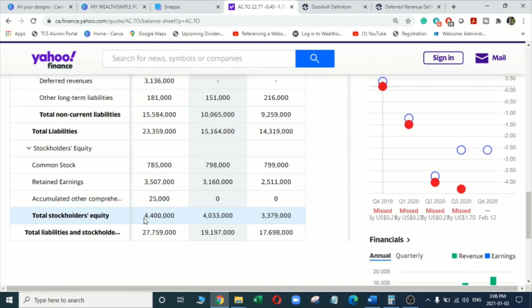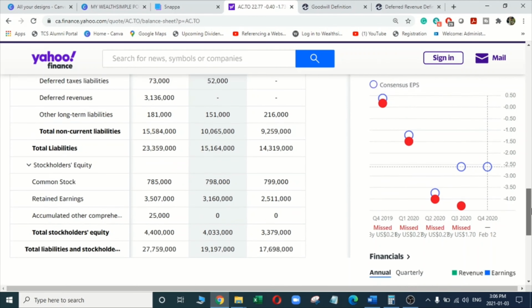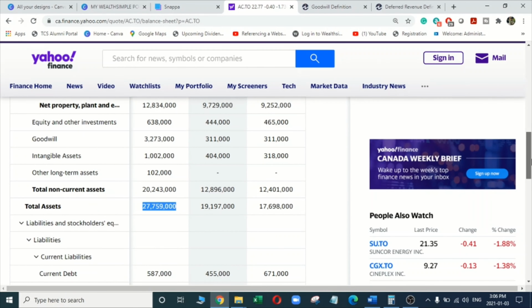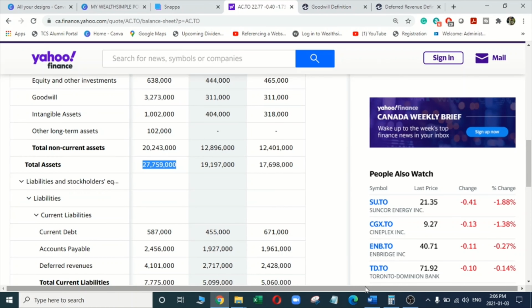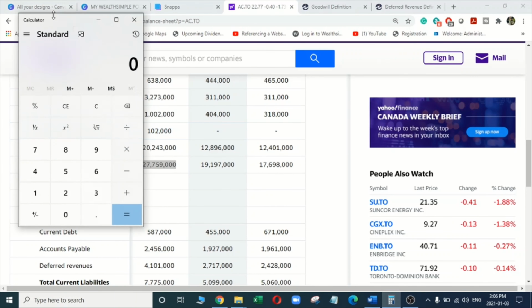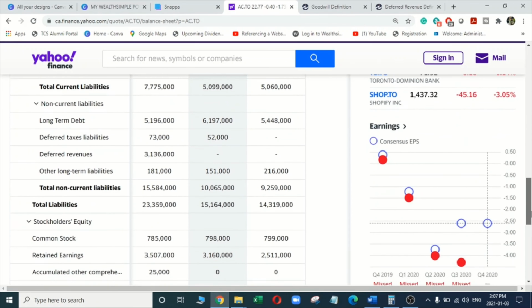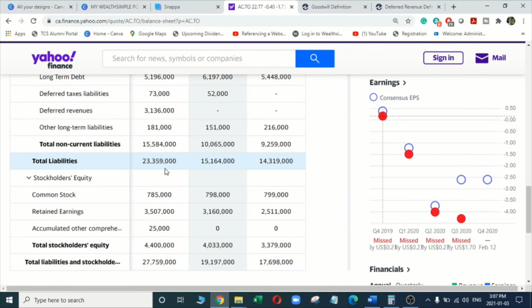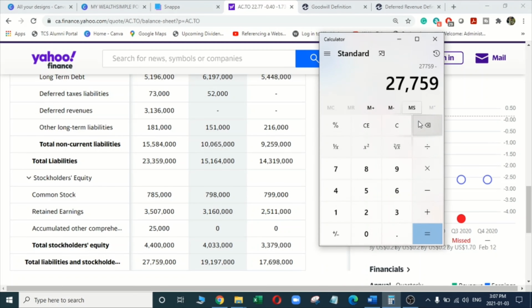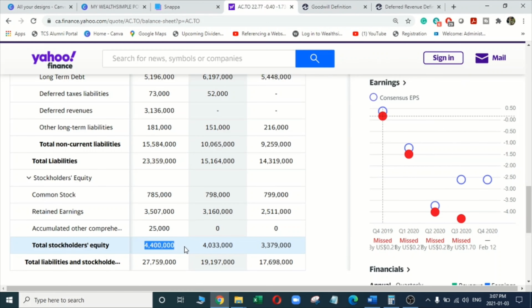So let me show you how this number is calculated. We can see that there are total assets of 27,759. If we subtract from this the total liabilities, that is 23,359, we get the figure of 4,400. So this is the figure that I was talking about. This is the total stockholders' equity, and it should be increasing on a yearly basis.